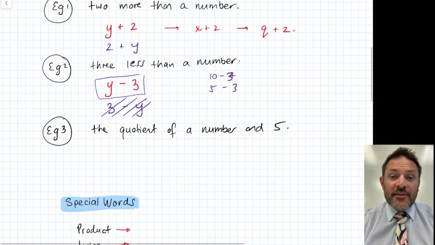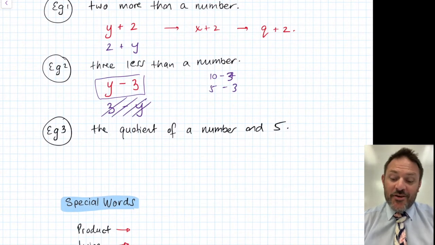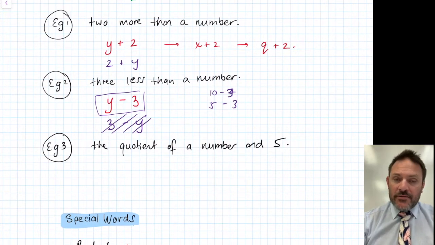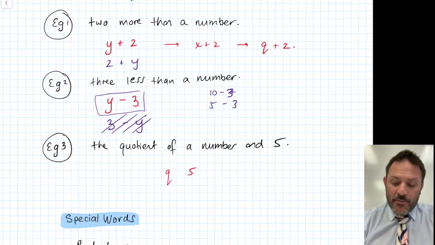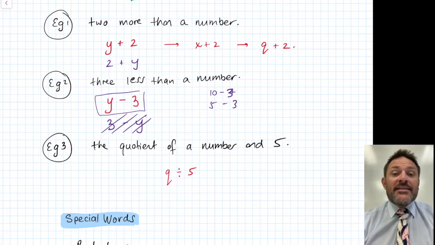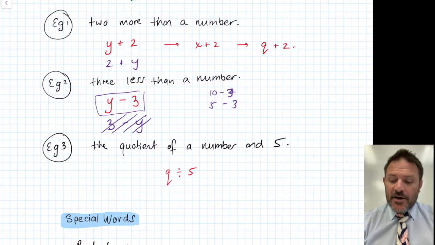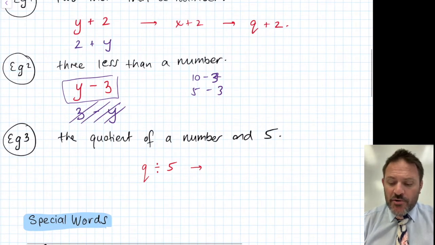Okay, what about, this will test you, quotient. The quotient of a number and 5. Well, a quotient of any number, let's say we'll call it Q in this instance, and 5. Well, what does quotient mean? Hopefully you might remember, quotient means divide. Now, the only issue here is, in mathematics, we don't see the divided by symbol as being simplified. So if I had it on its own, what we want to do is rewrite it with a fraction.